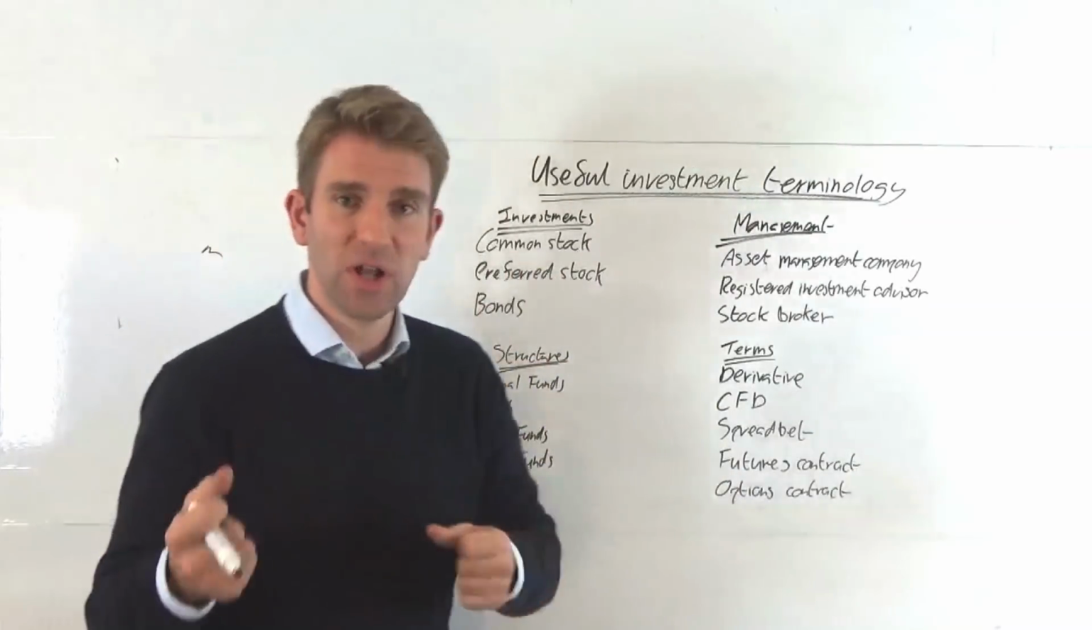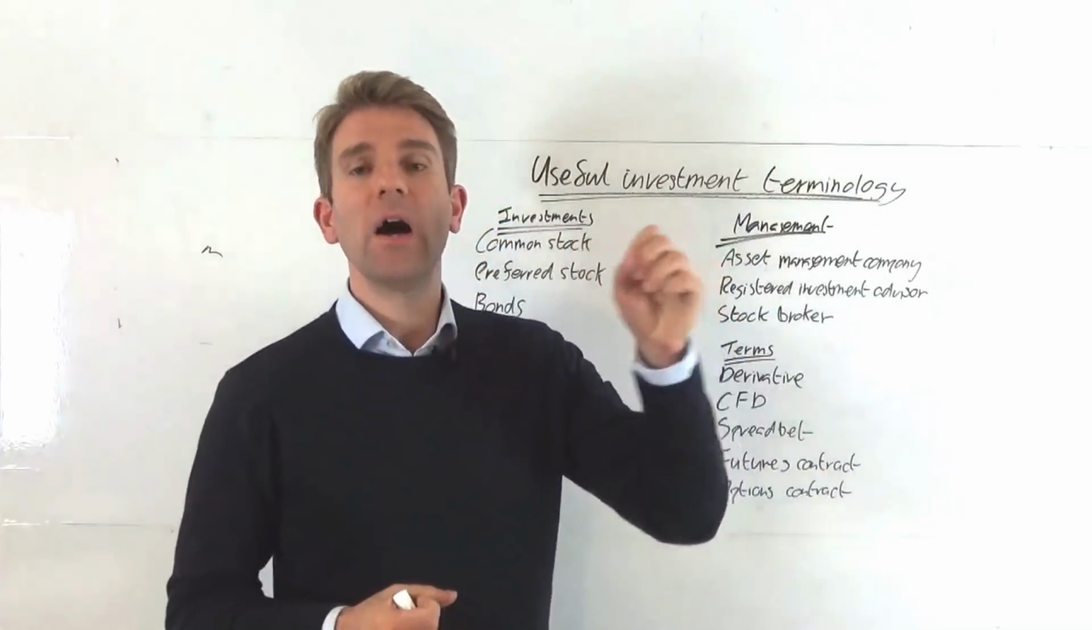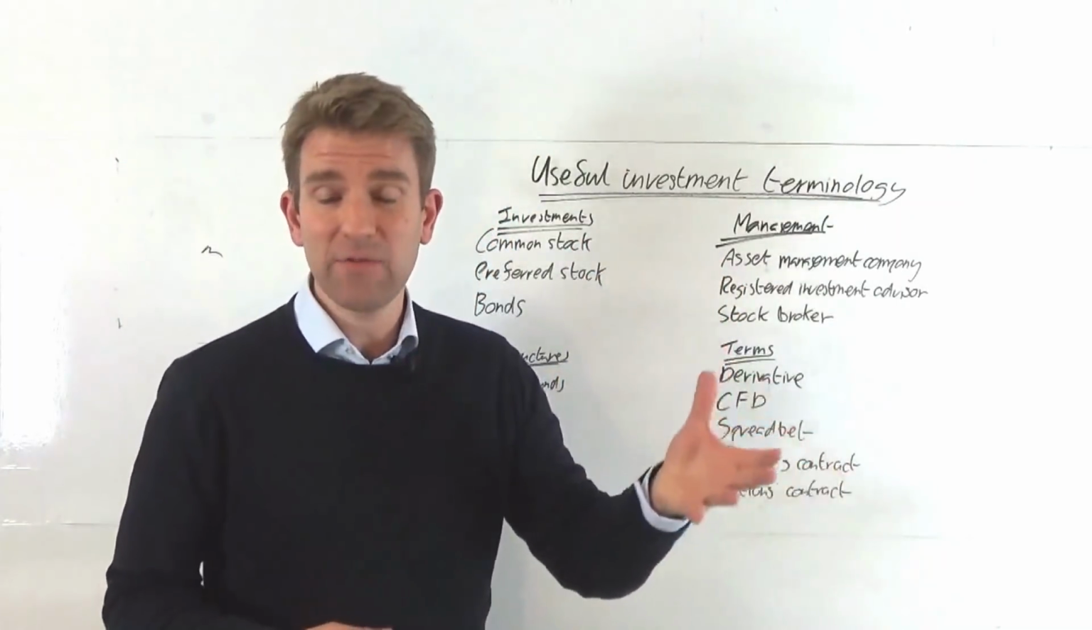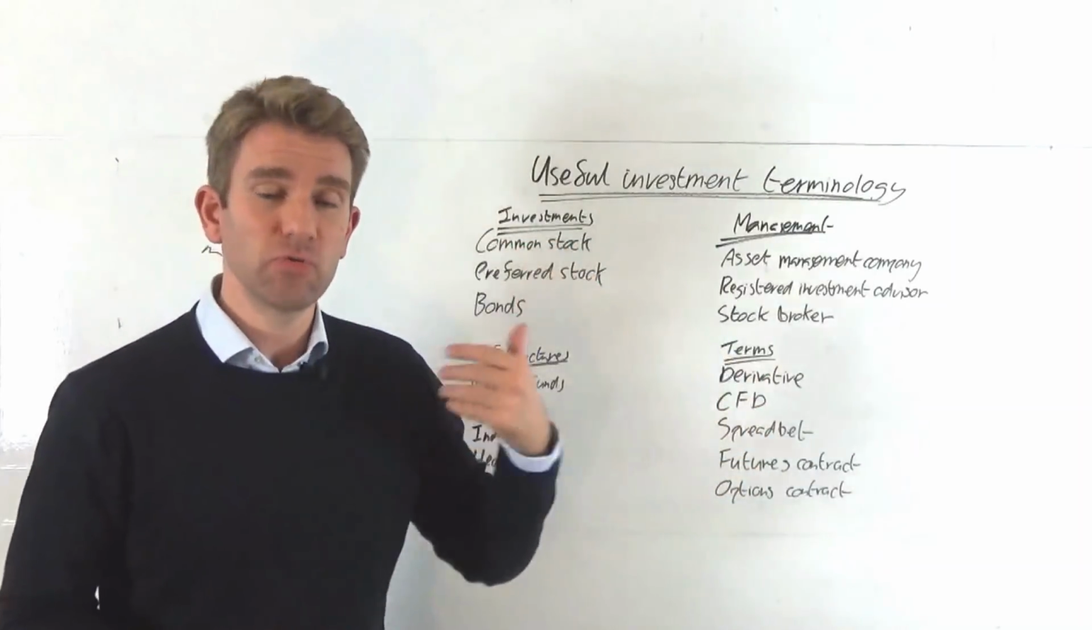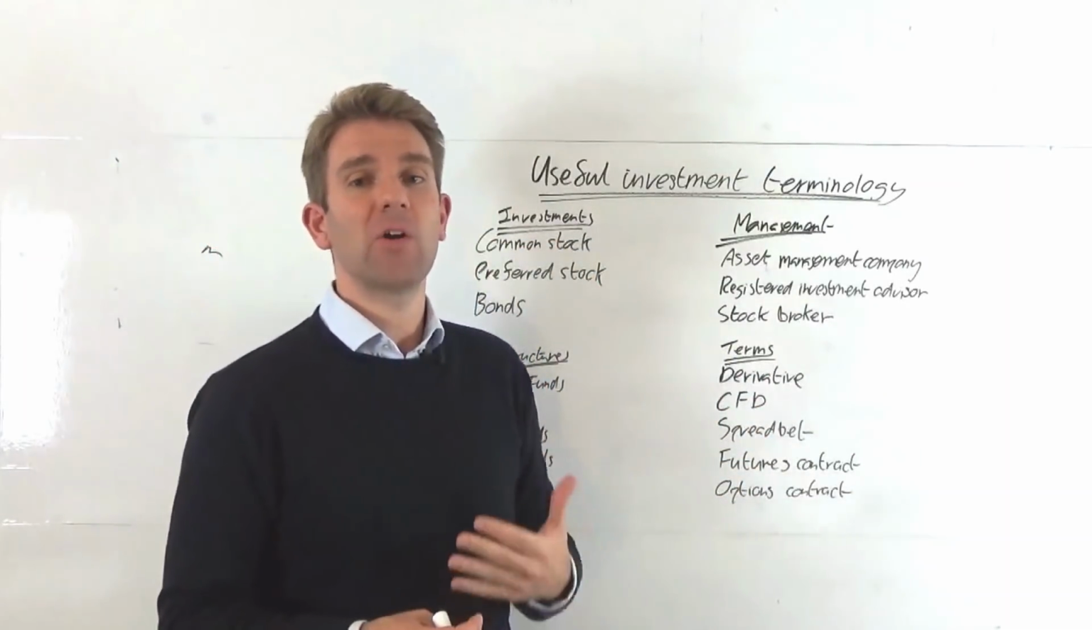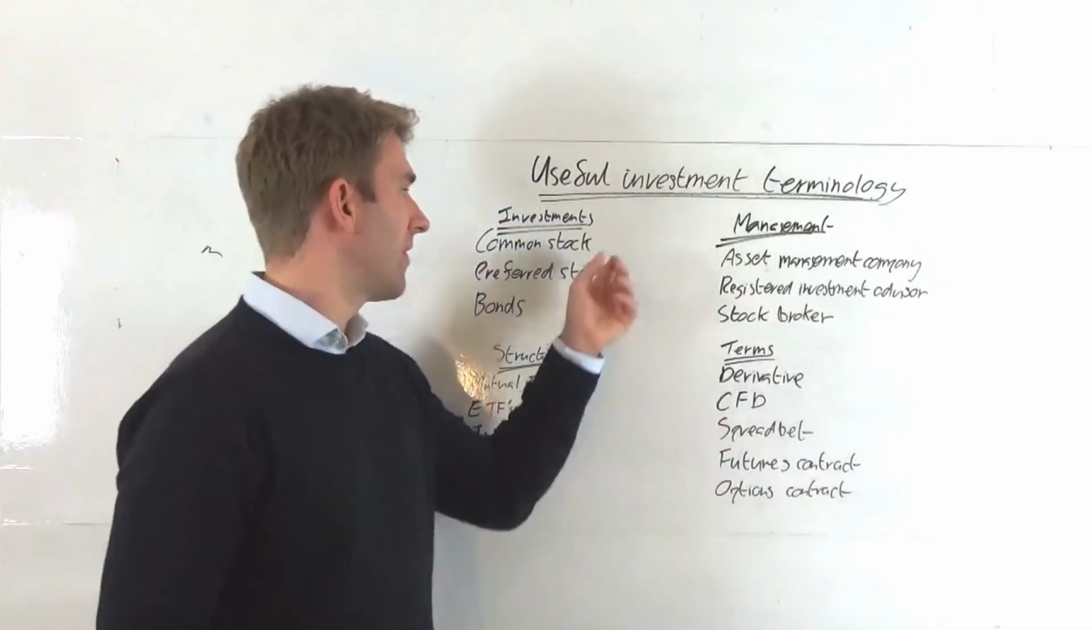Now, preferred stock is slightly different. It gives you a higher dividend, or can give you a higher dividend. No voting rights. However, you might get preferential treatment should the company go bankrupt. You are going to be further up the queue than common stockholders.